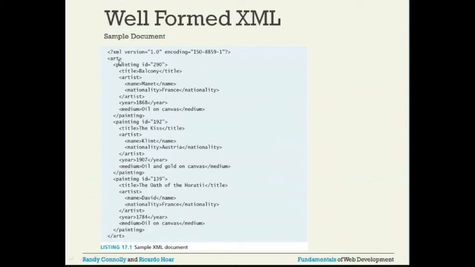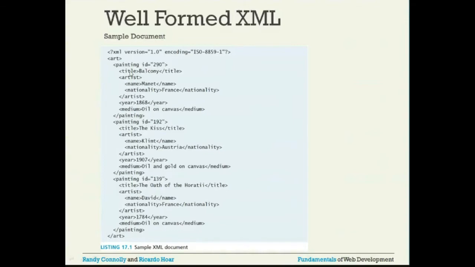Inside the art, we have painting. This is the opening element, and this is the closing element. So if you see here, it opens here, it closes here. We have one painting element structure and another painting element structure and one more painting element structure. So there are three painting element structures with different IDs. The ID value for this is 290. This is ID 192. This is ID 139.